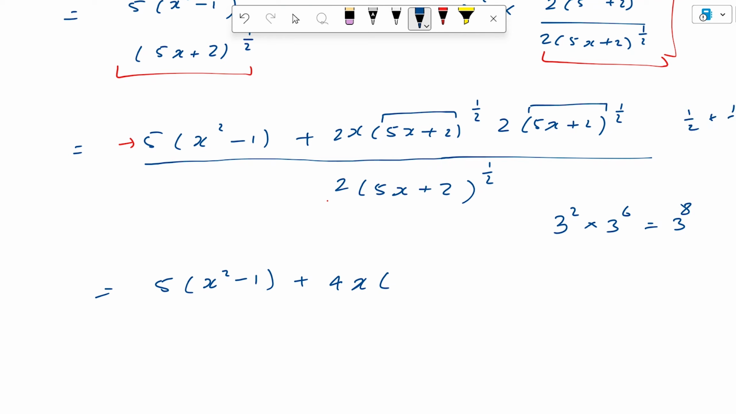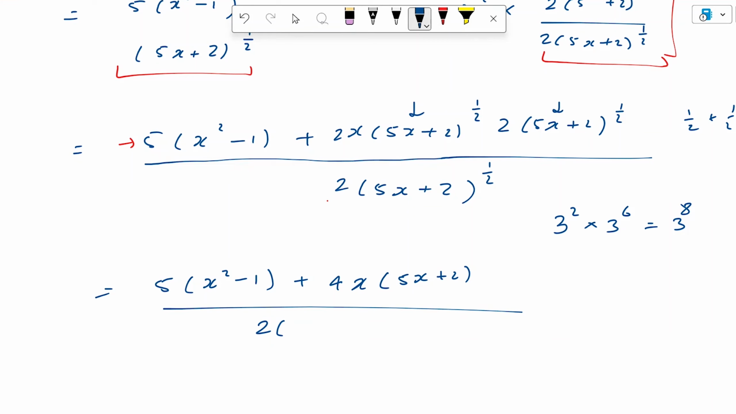Half plus half is equal to 1. So 5x plus 2 raised to the power of 1, because we are multiplying these two. That's the reason why. Okay, 2, 5x plus 2.